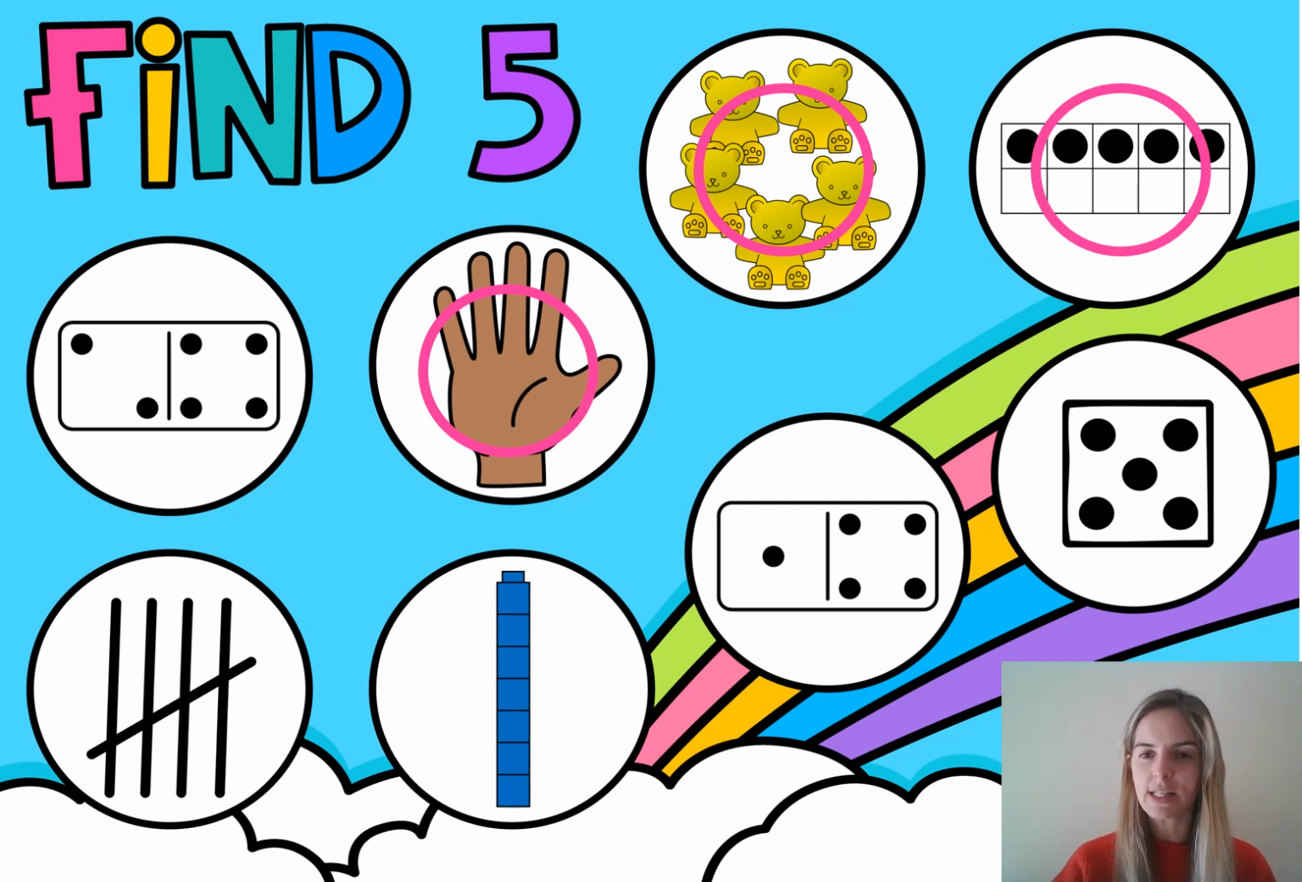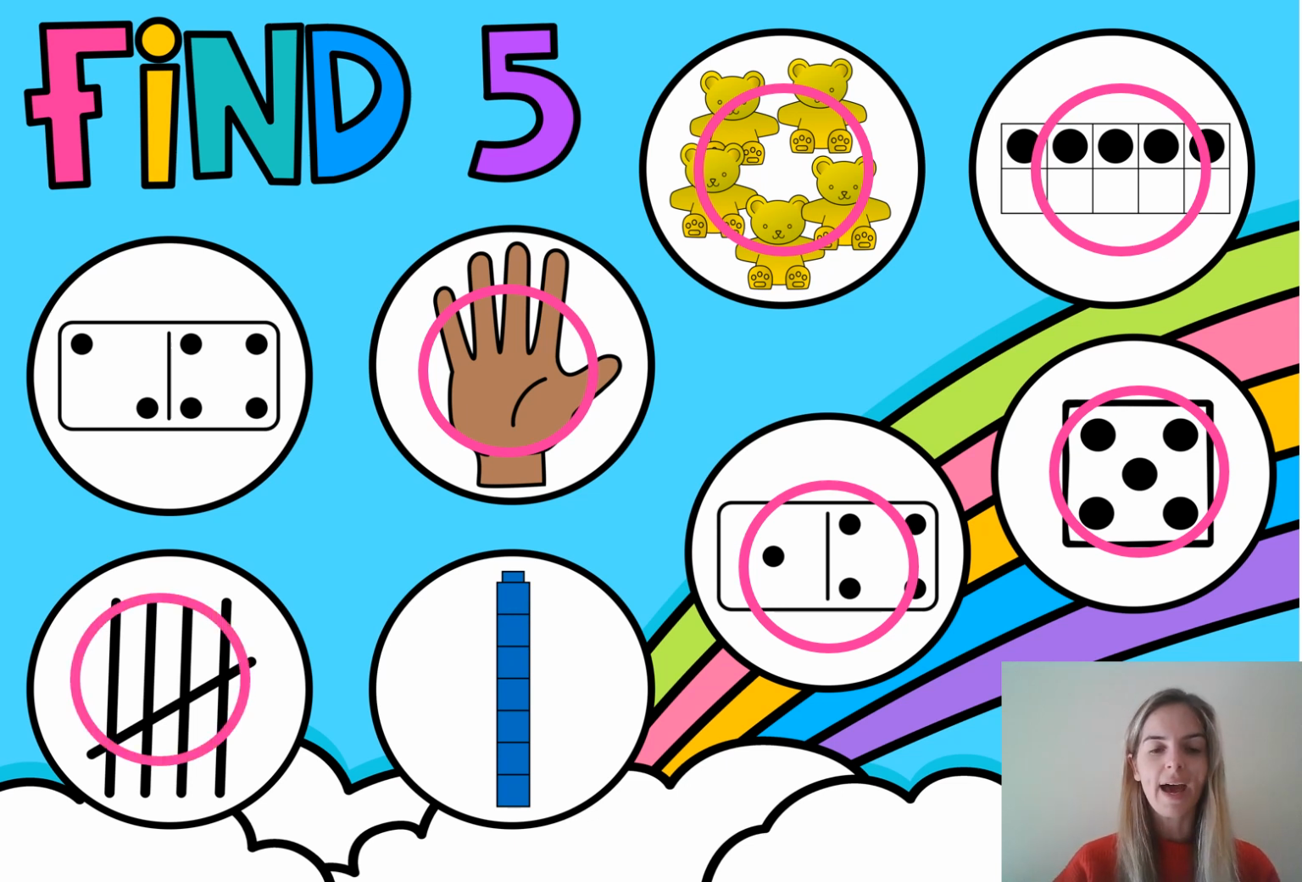And I like the tens frame one because we know that we have 5 up the top and 5 down the bottom. And the ones up the top are all covered. Let's pretend they've got counters in them. So we've got 5 up the top and 5 down the bottom. So that one could have been an easier one to recognize. We've got 5 dice. We have 5 on a domino. We've got 4 and 1. And then we have 5 tally marks.